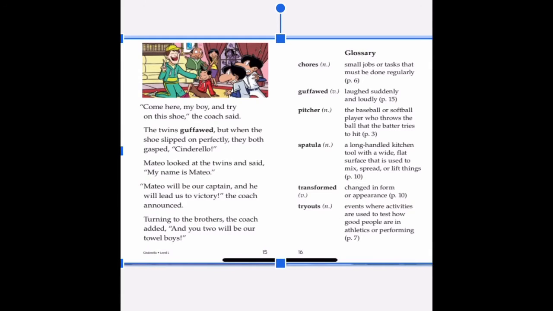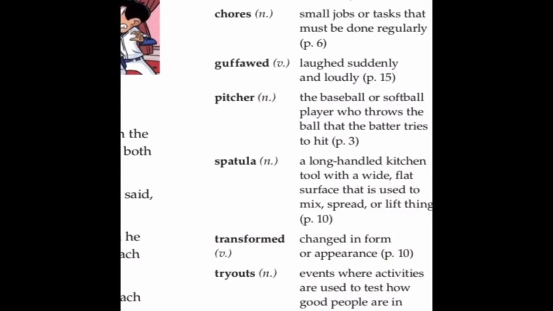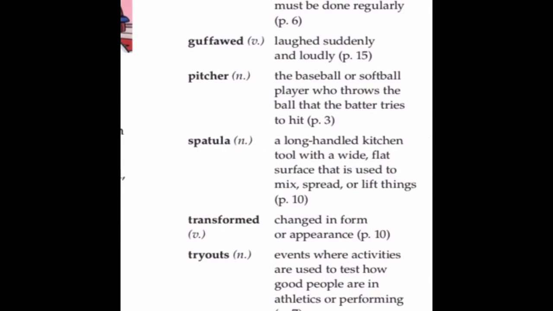Now, going over our glossary. Remember, our glossary tells us the definition of what our words mean, and we can find it at the end of our text or at the end of our book. Looking at the first word, it is chores. Small jobs or tasks that must be done regularly. Most of us, now that we're older and going to third grade, might clean up our room, clean the living room, wash our dishes, or sweep the floor. Those are small jobs or tasks that must be done regularly, or your house will not be cleaned.